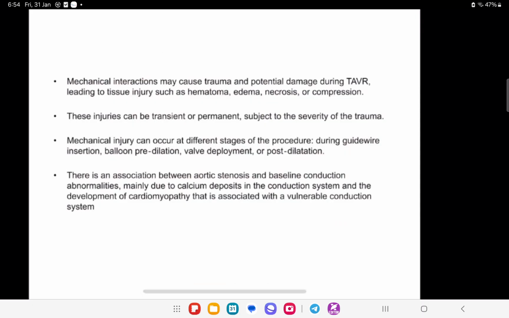Mechanical interactions may cause trauma and potential damage during TAVR, leading to tissue injury such as hematoma, edema, necrosis, or compression. These injuries can be transient or permanent, subject to the severity of the trauma. Mechanical injury can occur at different stages of the procedure: first during the guide wire insertion, then during pre-balloon dilatation, valve deployment, or post-dilatation. There is an association between aortic stenosis and baseline conduction abnormalities, mainly due to calcium deposits in the conduction system and the development of cardiomyopathy that is associated with the conduction system.